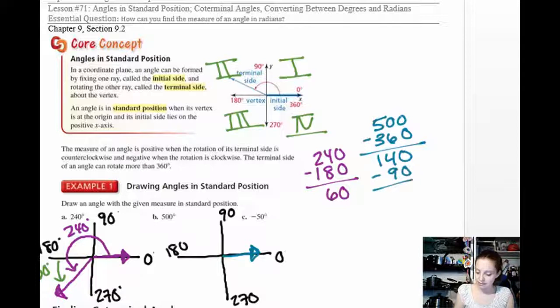140 minus 90 is 50. Okay, so this is going to go all the way around 360, and then 140 will take me to about there. And this is 500 degrees.